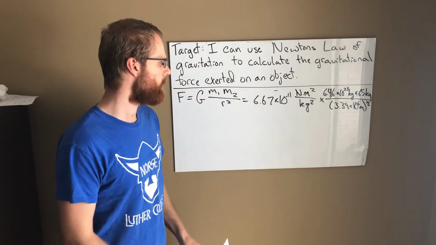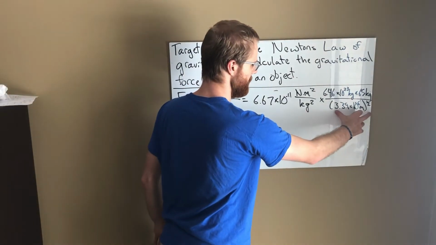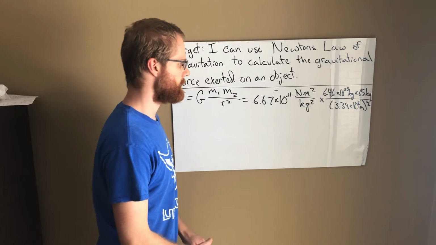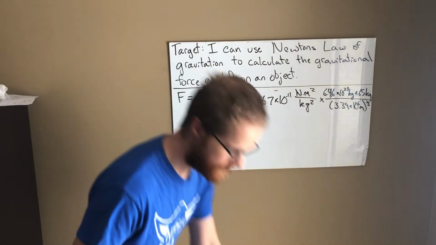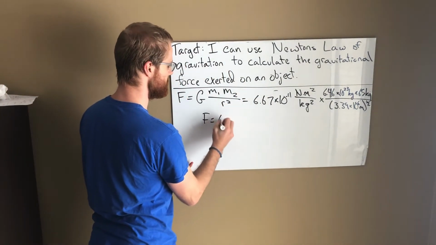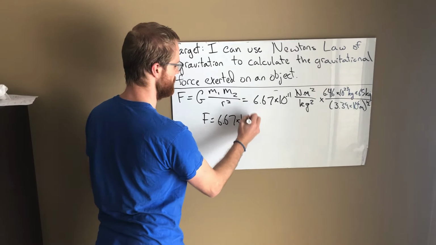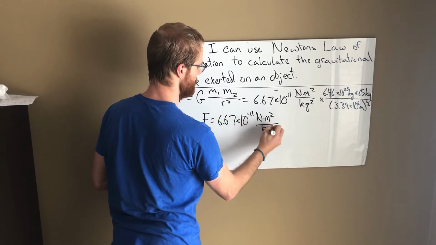All right. What I'm going to do is get rid of this squared. I'm going to factor that out and see what that's going to equal. So the first part of my expression really isn't going to change a whole lot. We're still going to have F equals 6.67 times 10 to the negative 11th Newton meters squared divided by kilograms squared.